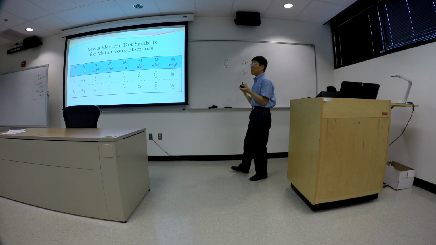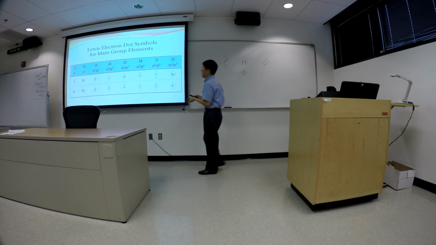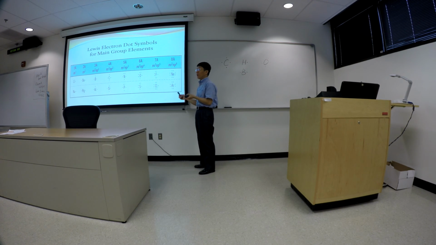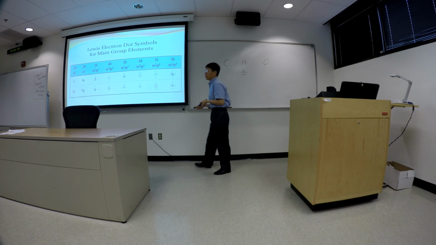When you deal with main group elements, and non-metal elements are pretty much all main group elements, you will be able to tell, based on where they are in the periodic table, how many valence electrons you have.